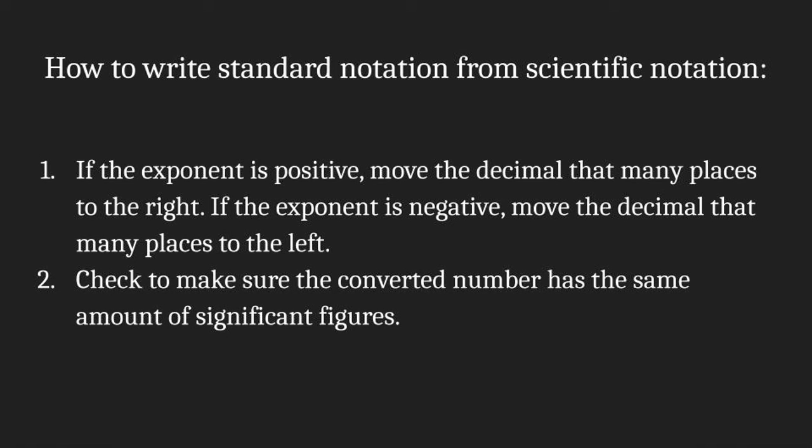Now that we've talked about going from standard notation to scientific notation, it's important that we can go back the other way and get standard notation from scientific notation. So really, we're just going to do everything backwards. If the exponent is positive, we're going to move the decimal that many places to the right. So if the exponent is 5, we're going to move the decimal 5 places to the right. If the exponent is negative, we're going to move that decimal that many places to the left. And then, once again, we're going to have to check that we conserve the amount of sig figs. Let's try some examples doing this.